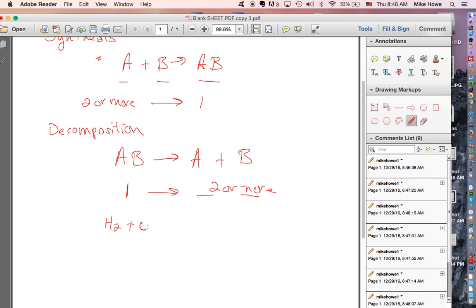Okay, so an example. If I have H2 plus O2, which is the equation for the formation of water, you have to put a 2 here and a 2 here to make sure that everything's even. That would be which kind of reaction? Would that be synthesis or decomposition?